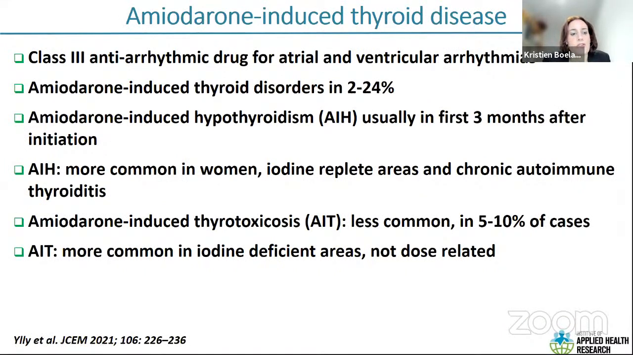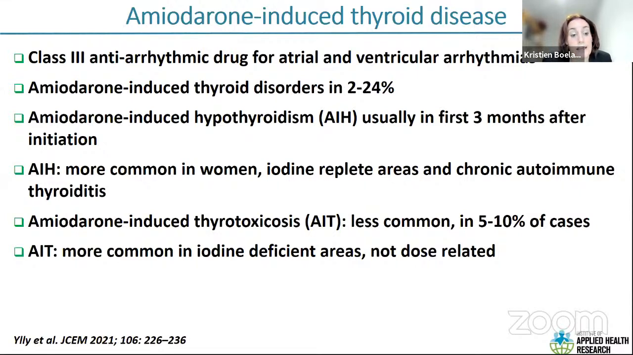So amiodarone is a class 3 antiarrhythmic drug used for atrial and ventricular arrhythmias. And amiodarone-induced thyroid disorders are reported in up to 1 in 4 people who take this drug. You can have a variety of thyroid problems, but amiodarone-induced hypothyroidism, which is not what we're focusing on here, usually occurs in the first 3 months after treatment and is more common in women, in iodine-replete areas, and in patients who have underlying autoimmune thyroiditis.